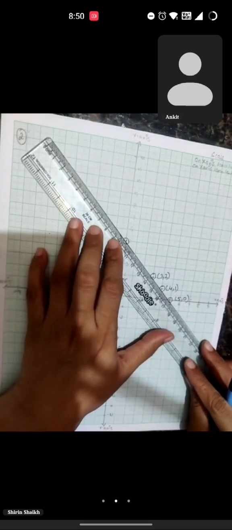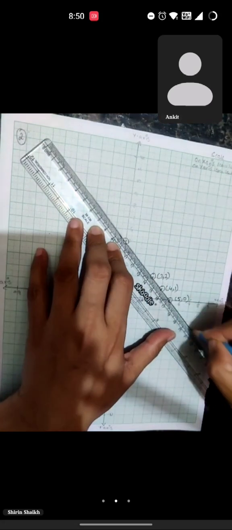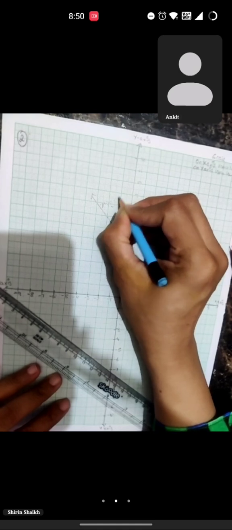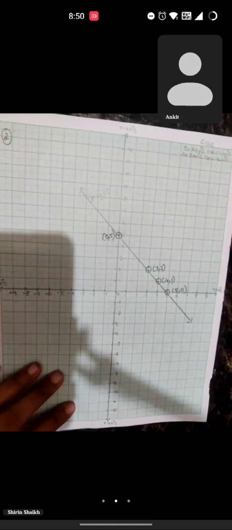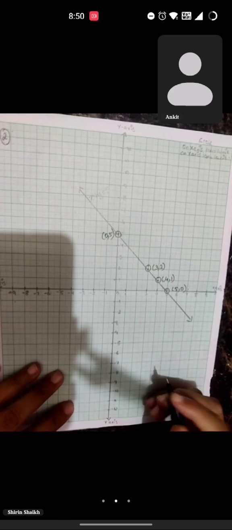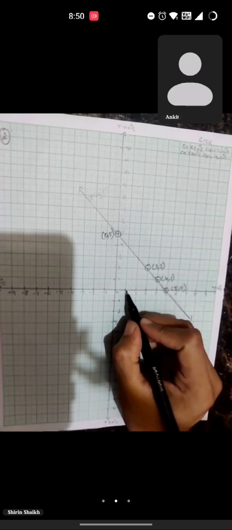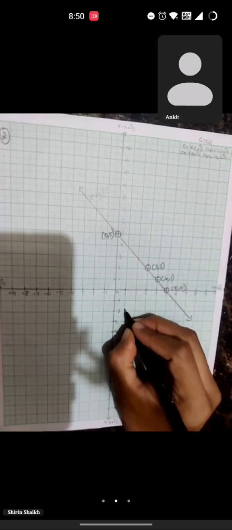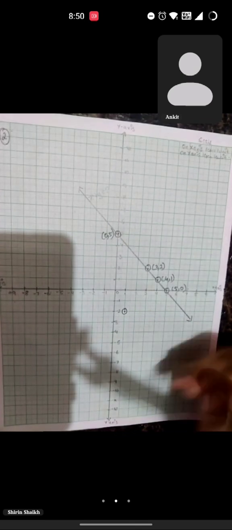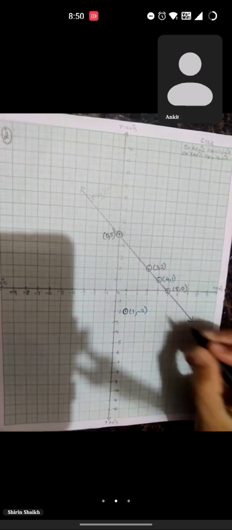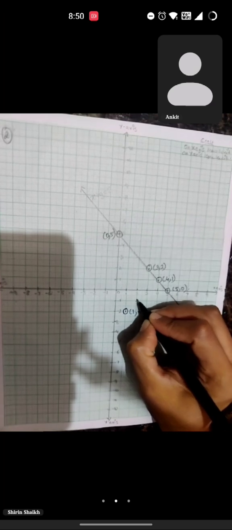Now take a scale and a pencil. Draw the straight line passing through all these 4 points. And please write the equation on the line. Okay. Now next, I am plotting the next equation, next points. 1 and minus 2. So 1 for x and minus 2 for y. So for y we have to go down. 1, minus 2.